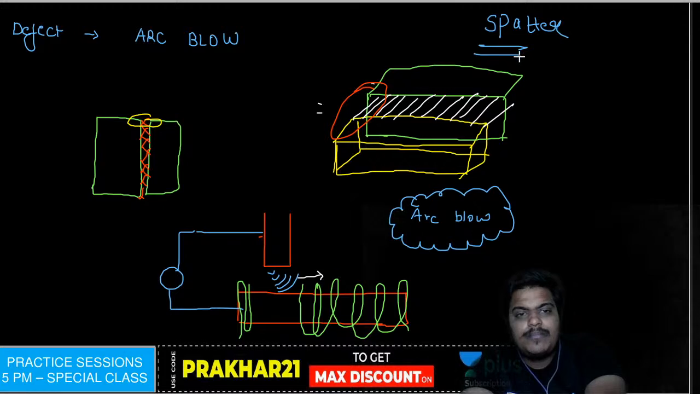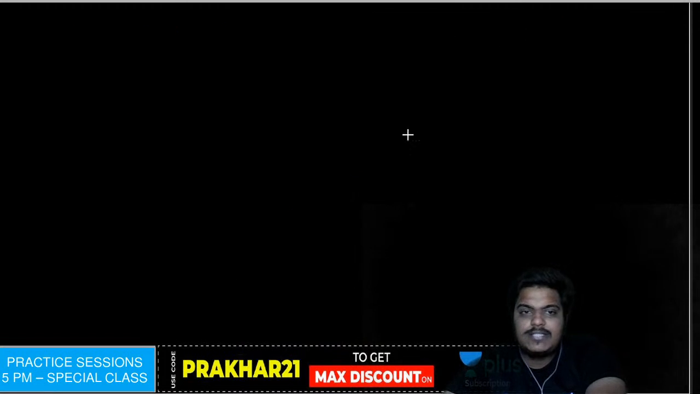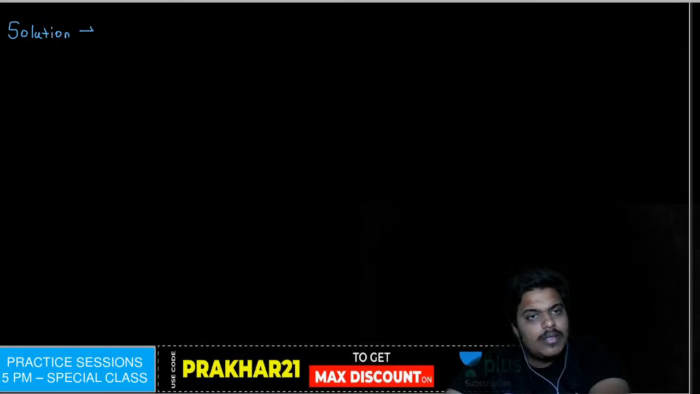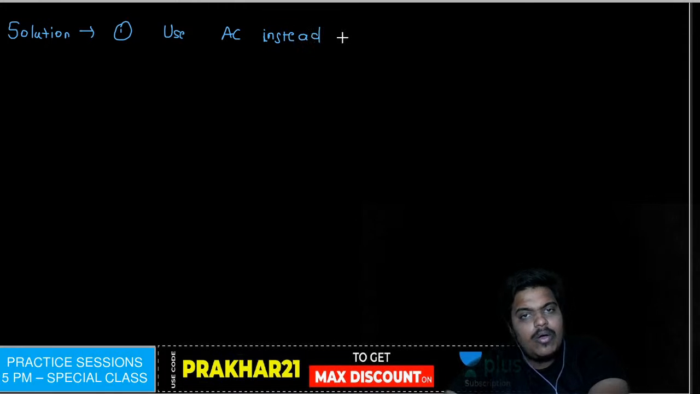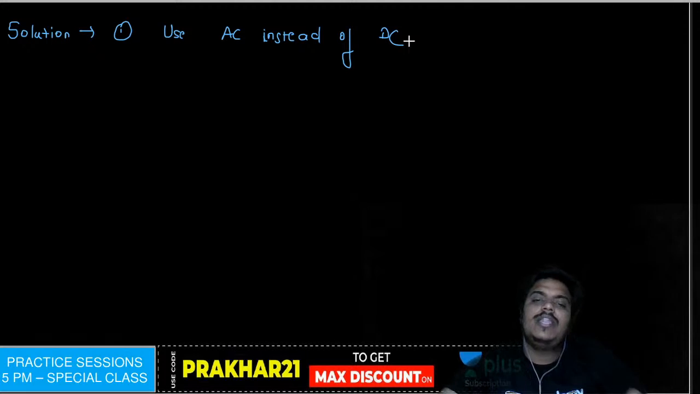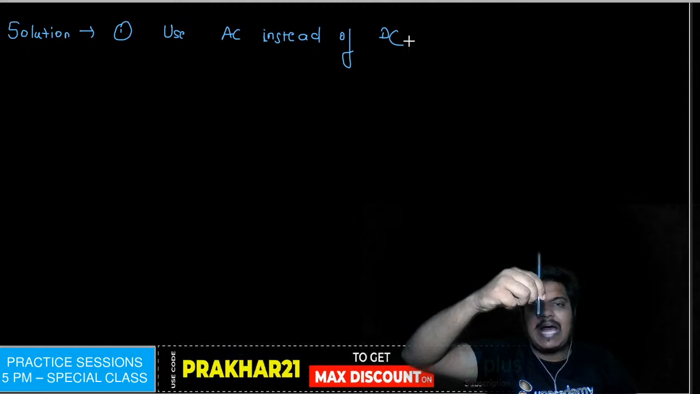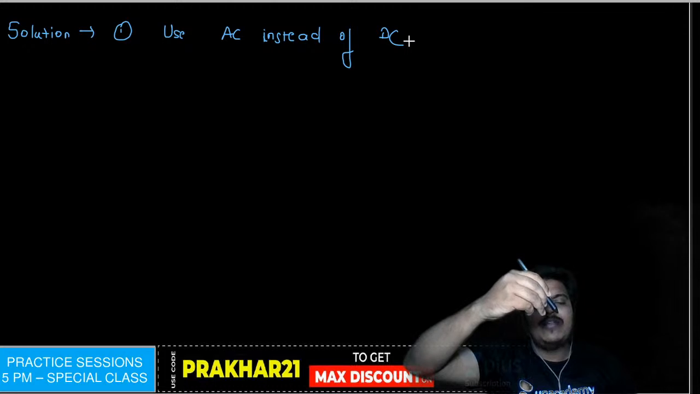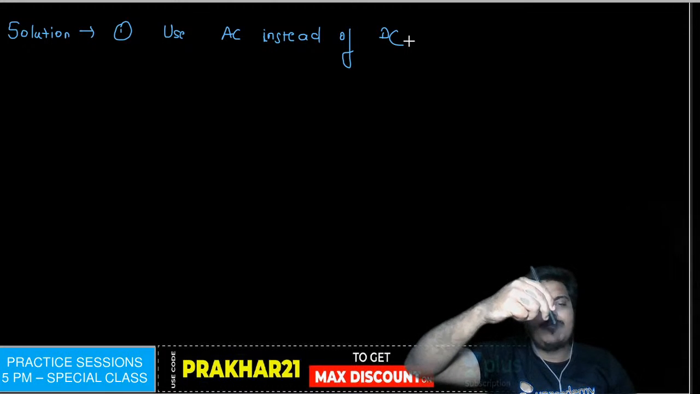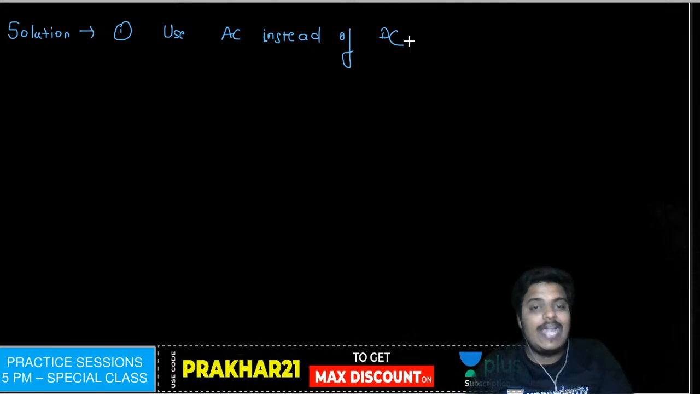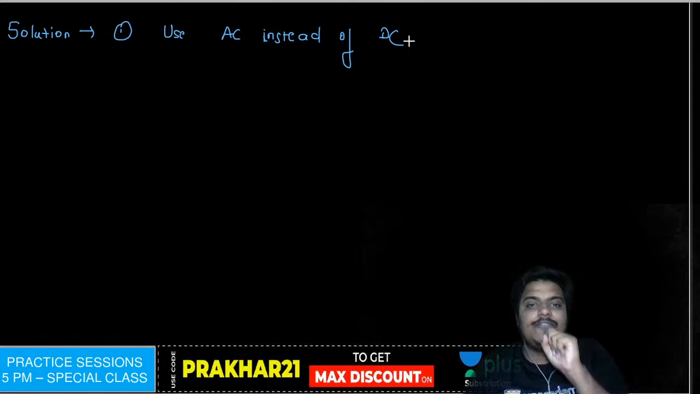Now, what is the solution of this? Can you give us some solution? The first one is use AC instead of DC. Now what will happen if AC is there? One time the arc will be deflected towards the workpiece, the other time away from the workpiece, towards, away, towards, away. So net effect will be the straight line.